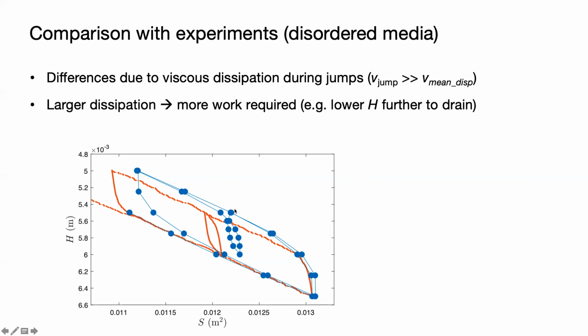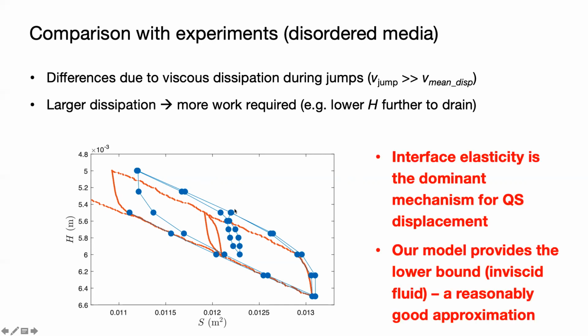But what you can also see is that the change is not that dramatic, right? So it's about 20%. I mean, it is noticeable, but still I would argue that the interface elasticity is the dominant mechanism in quasi-static displacement, of course. If you have larger and larger displacement velocities, then of course forget it. And also, this really is a lower bound for an inviscid fluid. This would be the Euler limit of the Navier-Stokes equation. So it gives you a good approximation which provides a lower bound for an inviscid fluid.